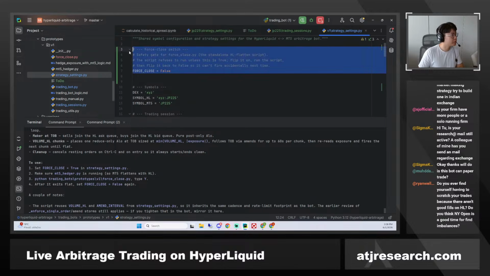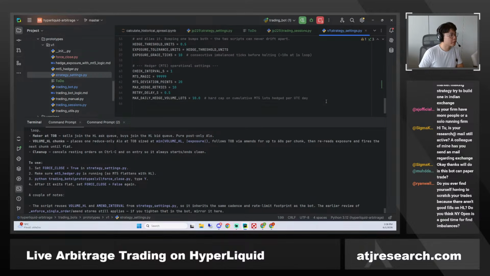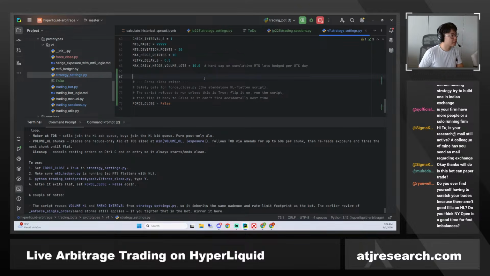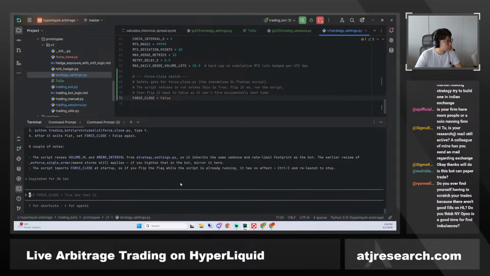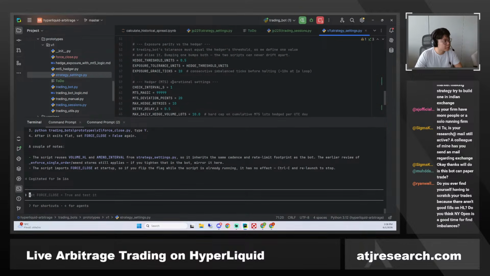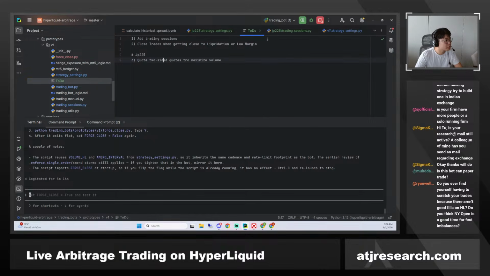Right, and here we have the strategy settings. So in order to actually apply the force close, let me leave it down here. You have to apply true. So we're going to test it on the stocks now. So everything looks fine, and we also implemented the other checks. So this is good, and this is also done.